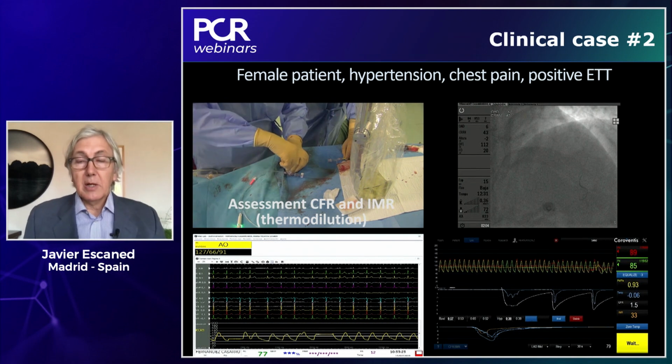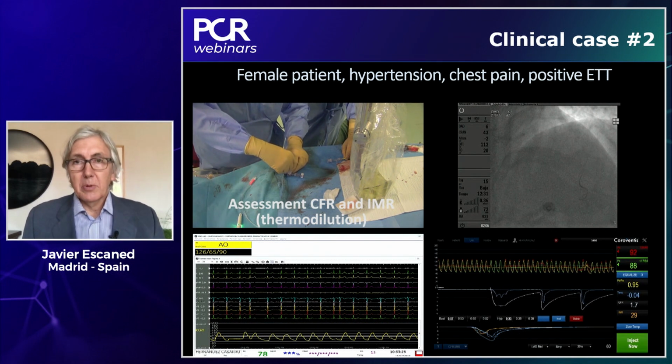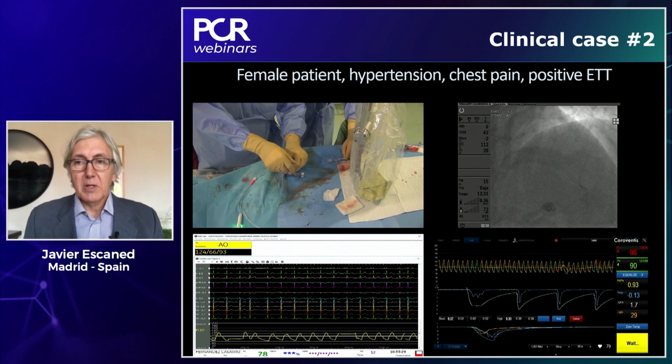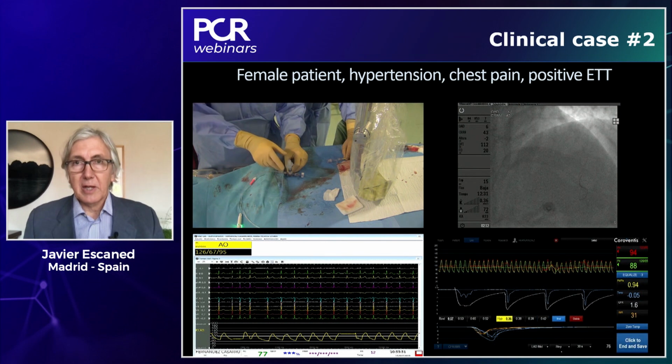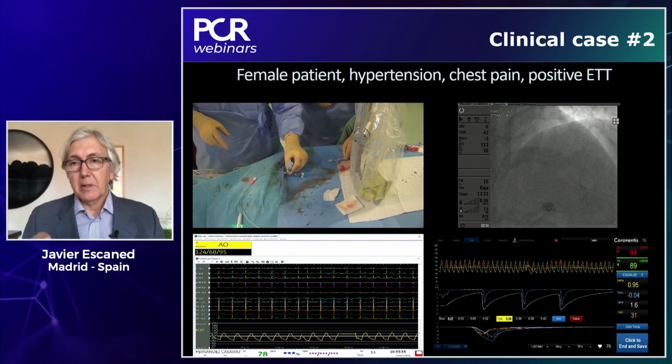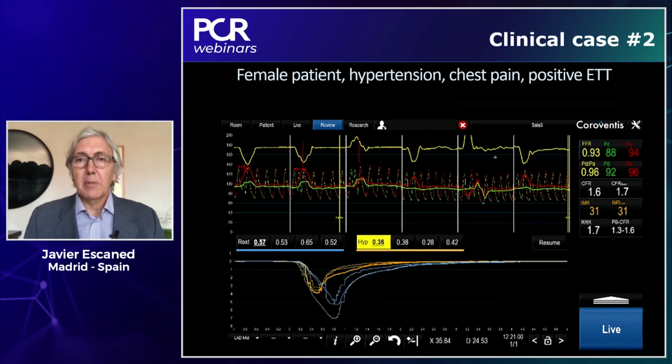And here you can see, like it has been shown in the previous webinars, how we perform these thermodilution measurements, performing injections of saline at room temperature that are followed by this drop in temperature and estimation of what we call mean transit times. Now, with this technique, we found that this lady has a very low coronary flow reserve, 1.6, and very high microcirculatory resistance, 31 units.